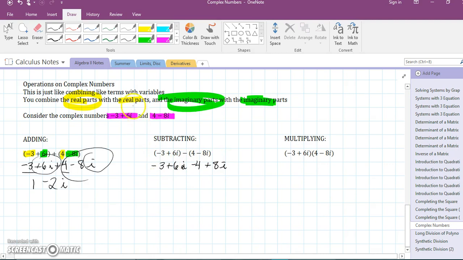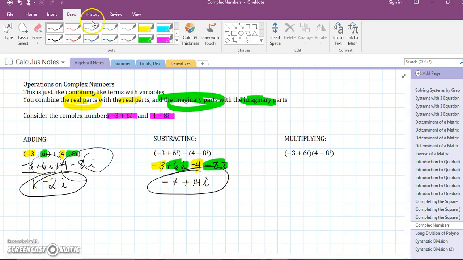If I'm subtracting, the negative is important, just as it always has been whenever we combine like terms. So I'm going to distribute the negative. My real parts are -3 and -4, my imaginary parts are the 6i and the 8i. My new real part is -7 this time, and my new imaginary part is 14i this time. So it does make a big difference if you add or subtract.